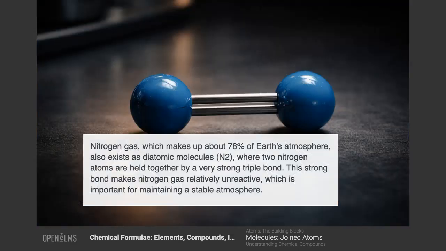Nitrogen gas, which makes up about 78% of Earth's atmosphere, also exists as diatomic molecules, N2, where 2 nitrogen atoms are held together by a very strong triple bond. This strong bond makes nitrogen gas relatively unreactive, which is important for maintaining a stable atmosphere.